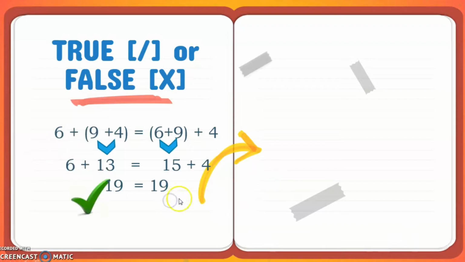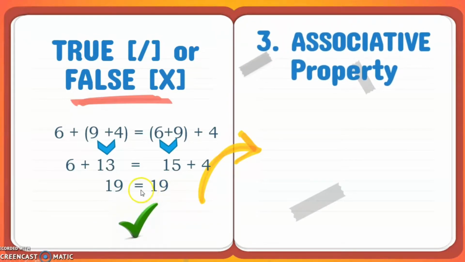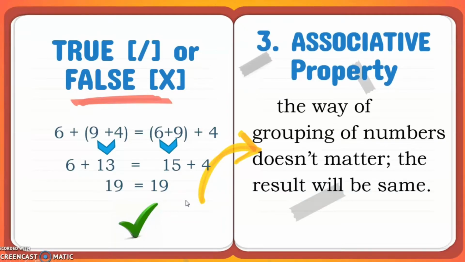So, ibig sabihin, same din yon. So, that is also correct. So, ang ginamit na property doon, ito yung tinatawag nating associative property. Pag sinabi naman nating associative property, the way of grouping of numbers doesn't matter. The result will be the same. For example, this one, 6, 9, at 4. Parehas lang din yung order nila, 6, 9, and 4. Anong pinagkaiba? Yung grouping. So, sa una, ang nakagroup yung 9 at 4. Sa pangalawa, ang nakagroup yung 6 at 9. So, if we follow the PEMDAS rule, kahit na i-group natin yung 6 and 9 muna, or yung 9 plus 4 muna, you will come up with the same result. So, yun yung associative property.